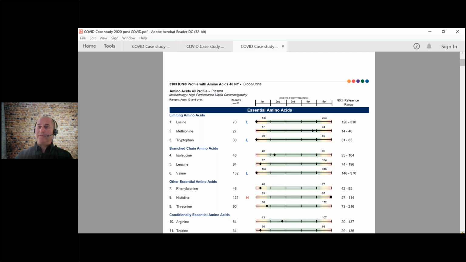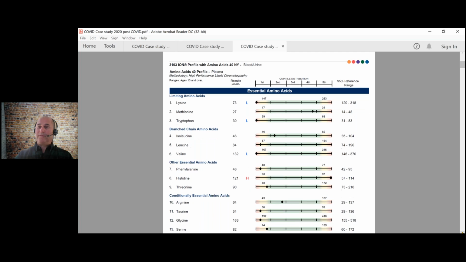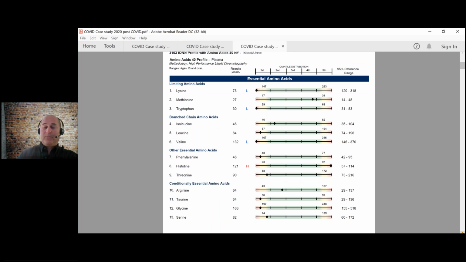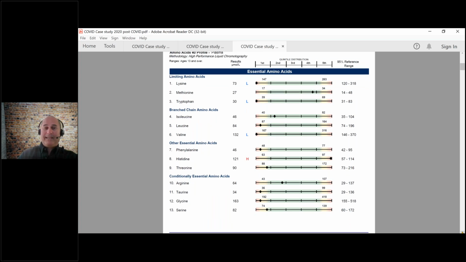So now we see her amino acids are completely depleted. Look at this, just low, low. Oh my gosh, look at this. This just makes you want to cry. Gotta take a deep breath on this one. Low lysine, that's going to interfere with immune function, beta oxidation. Low tryptophan, it's going to interfere with protein synthesis, and with serotonin production.